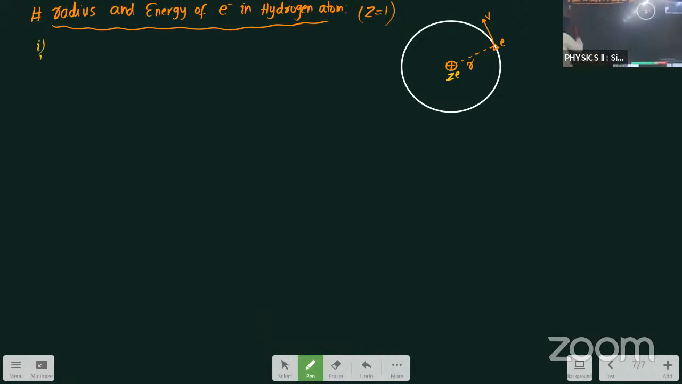Carefully see here, very easy derivation. What are the forces acting here? Centripetal force is equals to electrostatic force. What is the formula for centripetal force? We know that the formula for centripetal force is given as mv square by r is equals to, what is the force between two electrostatic charges?